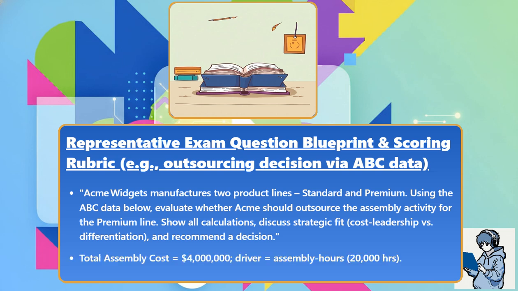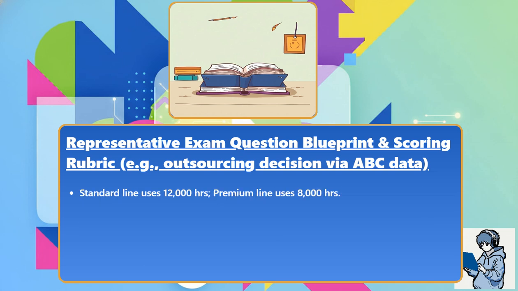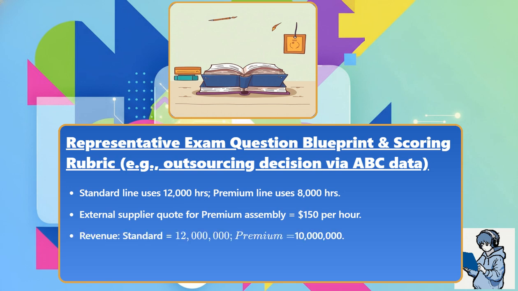Total assembly cost equals $4 million. Driver equals assembly hours, 20,000 hours. Standard line uses 12,000 hours. Premium line uses 8,000 hours. External supplier quote for premium assembly equals $150 per hour. Revenue: Standard equals $12 million, Premium equals $10 million. Other allocated activity costs from ABC: see table provided in the exam.